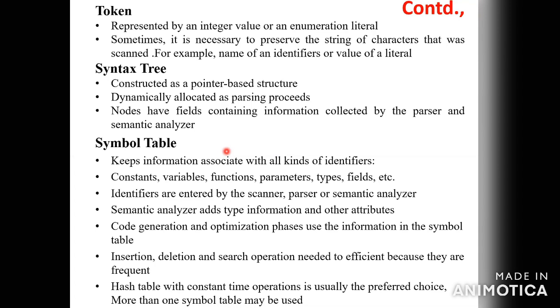Third thing, the symbol table. All the data such as the type of identifier, keyword, and parameter can be stored in the symbol table. In that table, insertion, deletion, and search operations need to be efficient because they are used frequently. Code generation and code optimization use the information in the symbol table. So for these last two synthesis phases of the compiler, we get the information from the symbol table only.